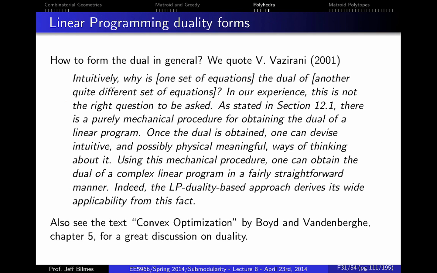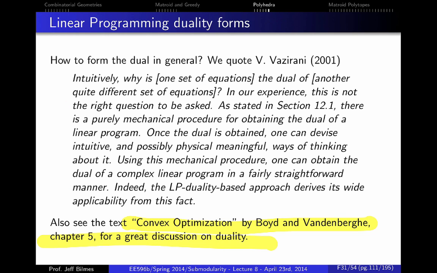And by the way, let me interject that that mechanical procedure is, I think, beautifully outlined by chapter 5 in the Boyd and Vandenberghe book. So if you want that mechanical procedure, look at that book, look at chapter 5. You construct a Lagrangian, and so on and so forth. You can get the dual for any of those things quite easily.